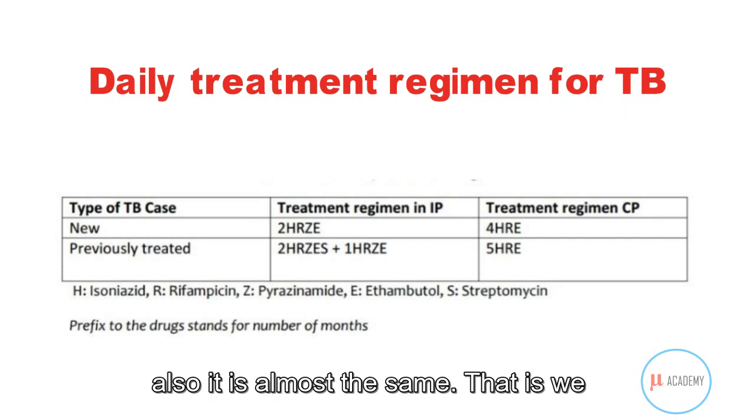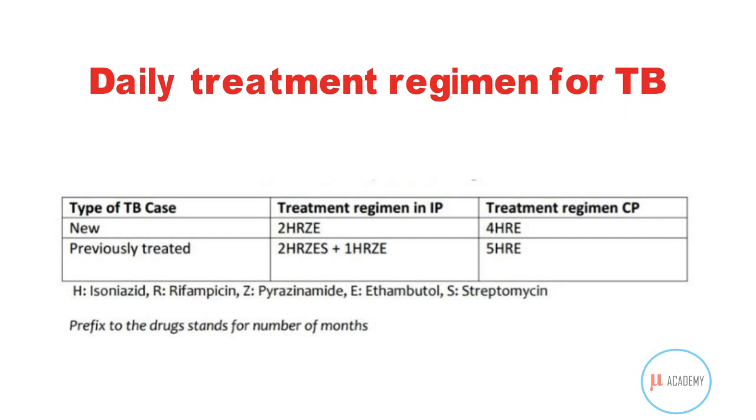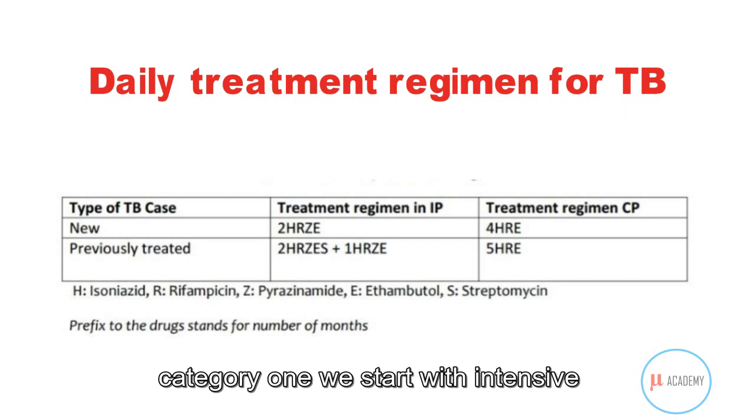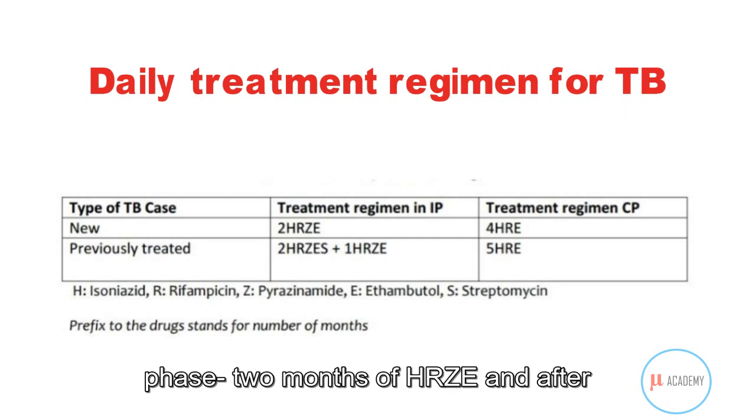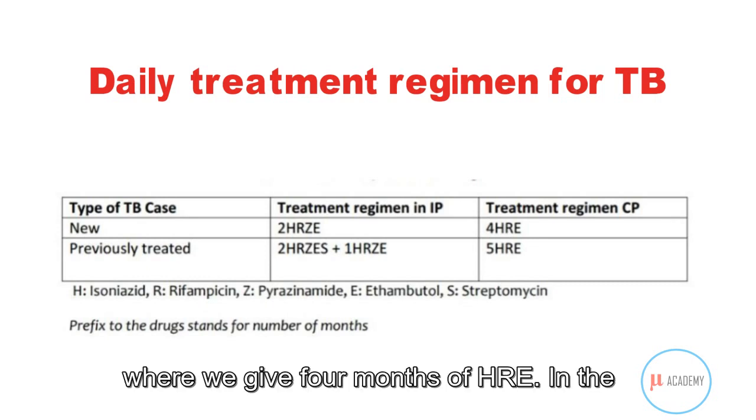So in the daily regimen also it is almost the same. That is, we have 2 categories. Here also for category 1 we start with the intensive phase of 2 months of HRZE, and after that we start with the continuation phase where we give 4 months of HRE.